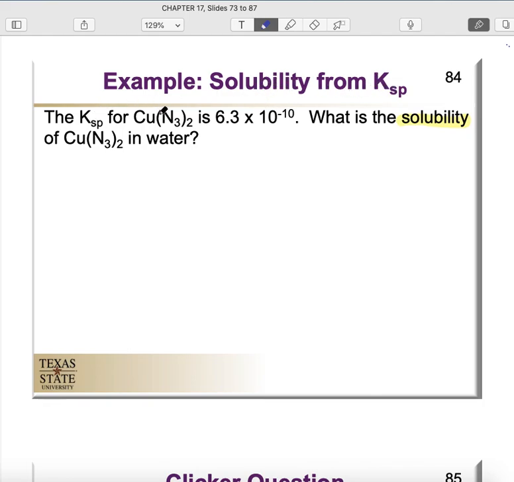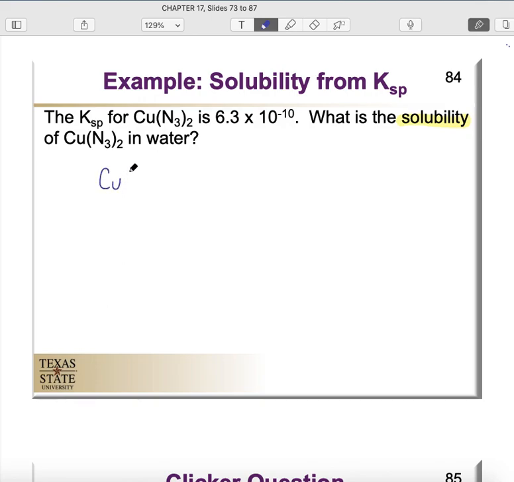The KSP for copper azide is given as 6.3 times 10 to the negative 10. The question is, what is the solubility of copper azide in water? Solubility is asking for the concentration at which this compound dissolves. On the other hand, we were given the value of the KSP. To begin this problem, we're going to be writing the equation for the dissolution of that compound.